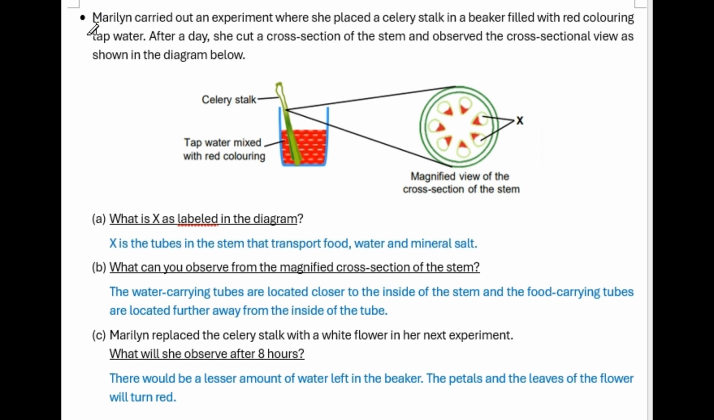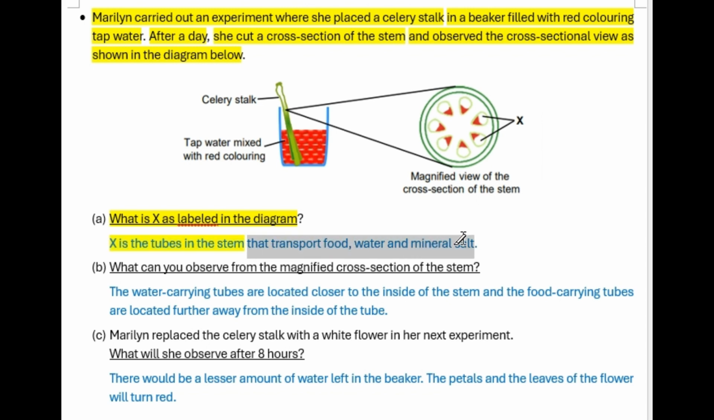Marilyn carried out an experiment where she placed a celery stalk in a beaker filled with red coloring tap water. After a day, she cut a cross-section of the stem and observed the cross-sectional view, as shown in the diagram below. A. What is X labeled in the diagram? X is the tubes in the stem that transport food, water and mineral salt.